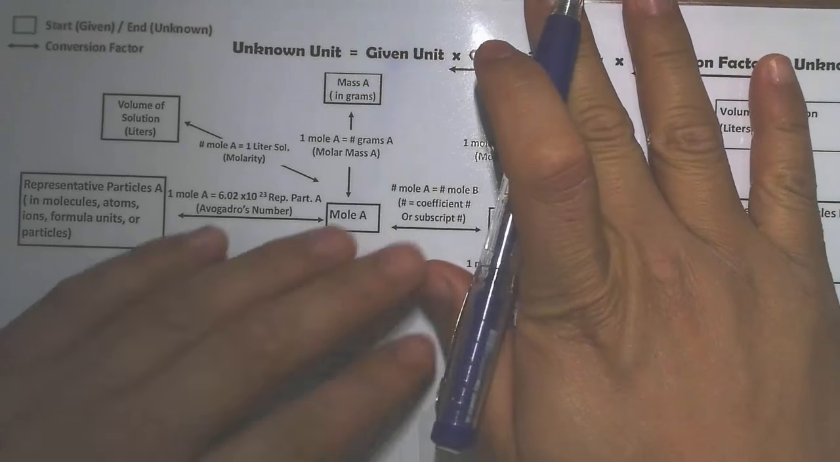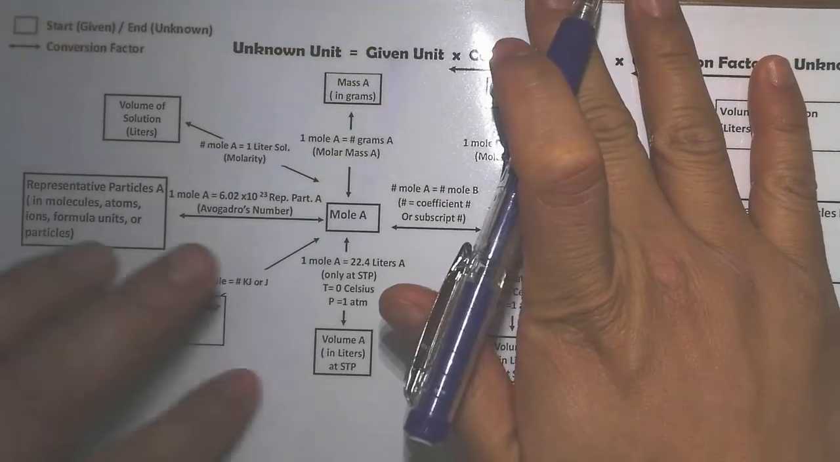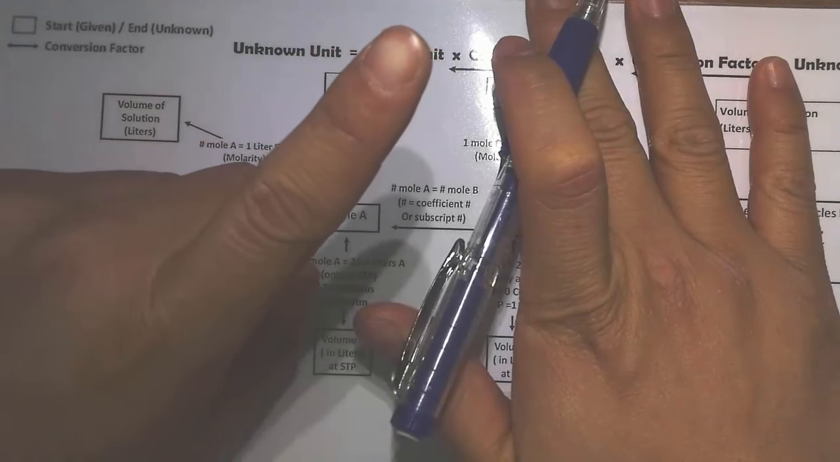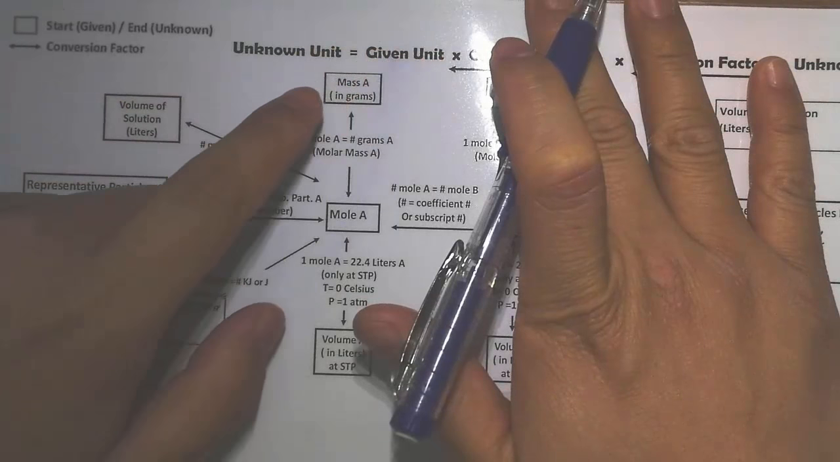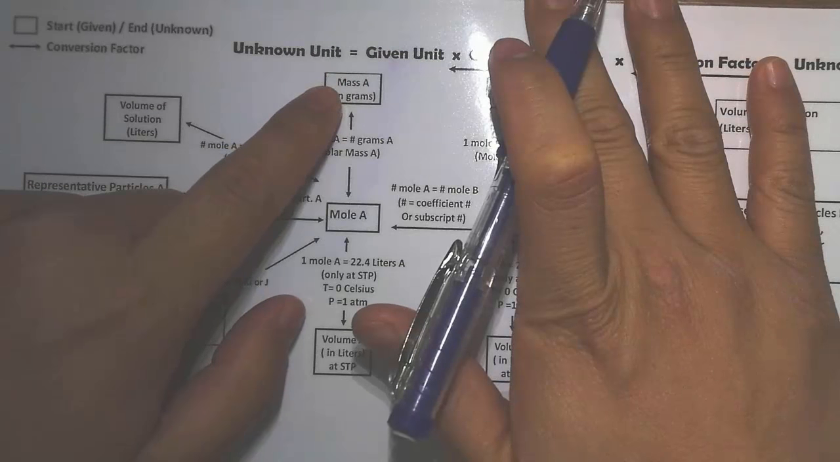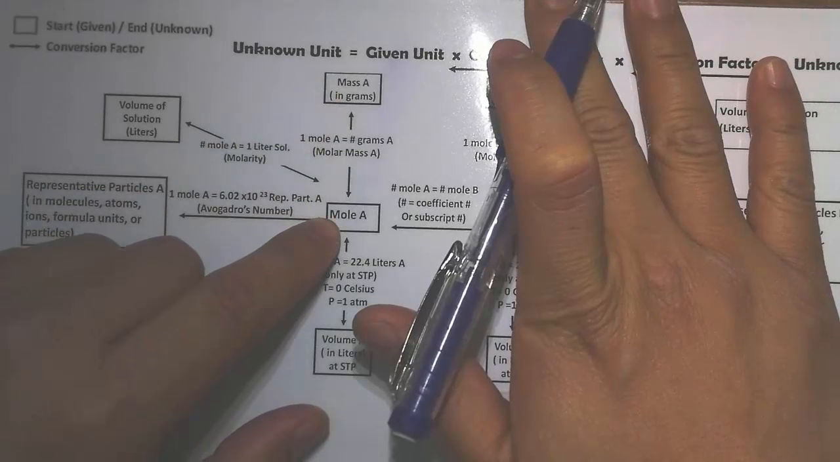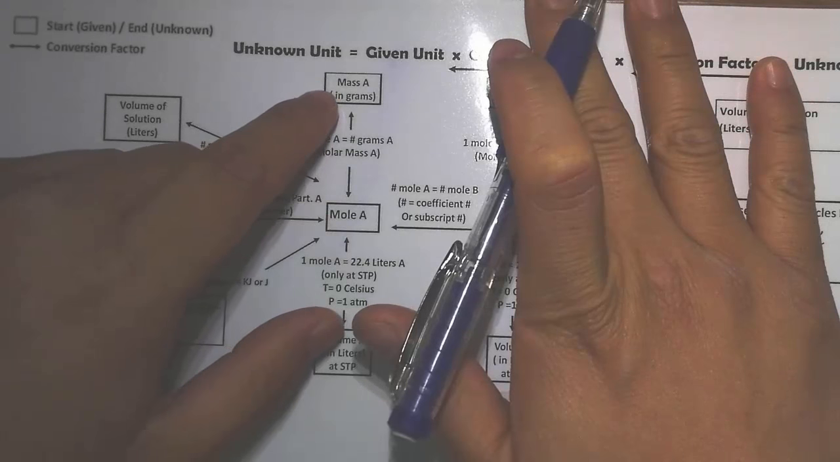But we only focused on this side of the flowchart. That is because we are working with one chemical only. We're trying to solve from grams of chemical A, like sodium chloride, and determine how many moles of sodium chloride we have if we are given a specific amount.